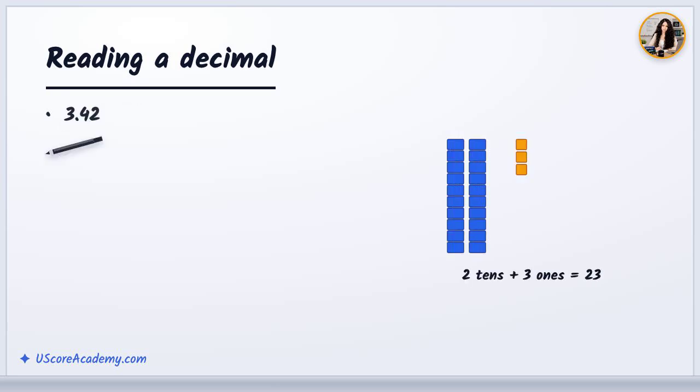Let's read 3.42. The 3 is in the ones place. The 4 is in the tenths place, and the 2 is in the hundredths place. We say this number as 3 and 42 hundredths.